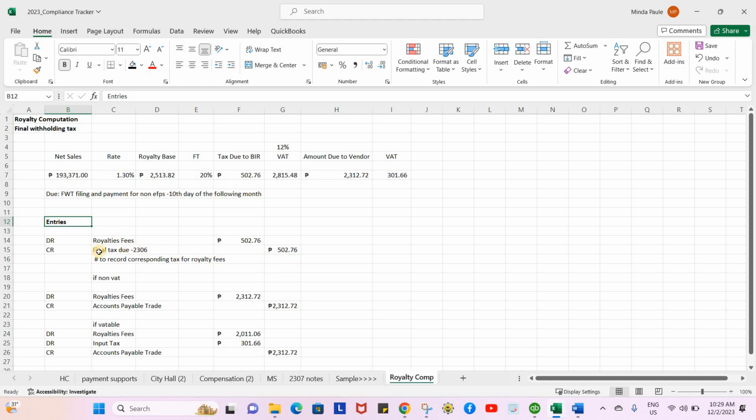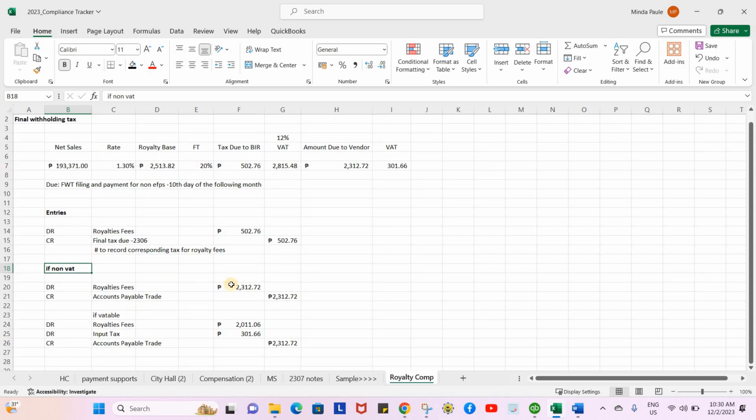Kasi, ang entry mo final tax due, this is a payable account. When you pay this to BIR, of course, ang entry would be debit, final tax due, and credit cash. Kasi nagbayad ka. Alright? So, pag ikaw naman ay non-VAT, of course, may corollary entry yan. Kung non-VAT ka naman, ang corollary entry is, of course, you have to take up royalty fees in the period na incur mo yon. So, debit royalty fees, which is 2312.72.